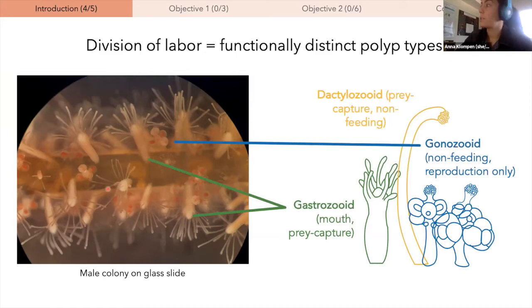So these gonozoids do not have a mouth. They have a different kind of set of tentacles, and they're solely for reproduction. So in this case, sperm production, or for the females, producing eggs.